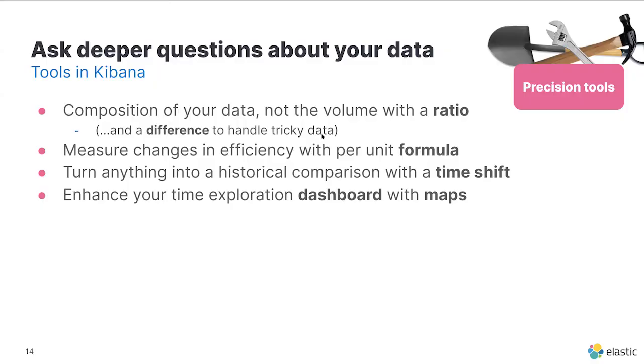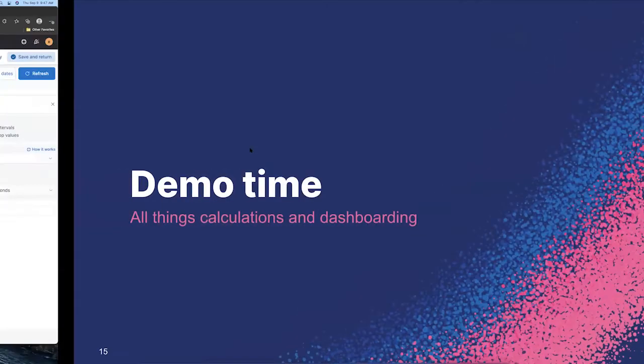We're going to look at measuring changes with efficiency by dividing per a specific unit with formula. And we're going to be looking at how to do the past and the present at the same time with a time shift. And then finally, we're going to look at ways you can cross-filter this data and do multiple metrics of analysis at once in a dashboard. So let's jump back into a demo.